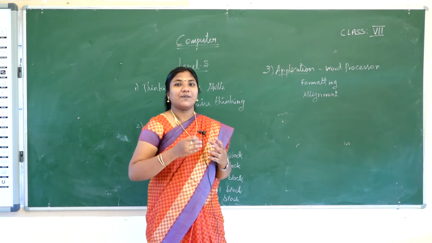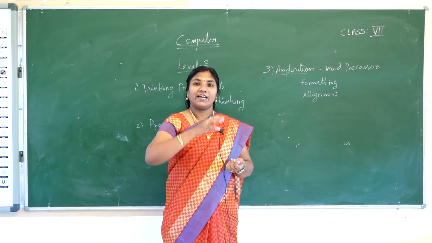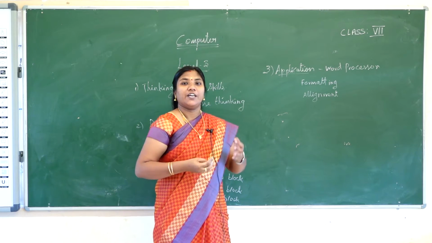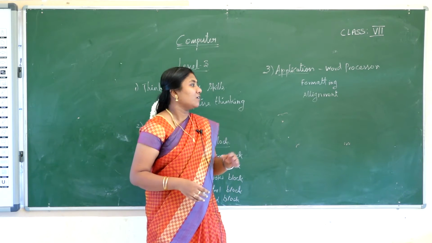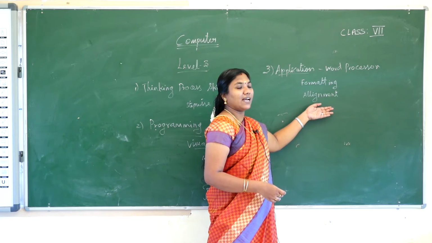So if you want to keep some text bold or if you want to keep something italic or the headings may be bold, it may be slanting, whatever format you want you can do it. It may be in the center position, left position or right position. So what are the alignment you want you can do. Okay. So these are the formatting options and alignment options.